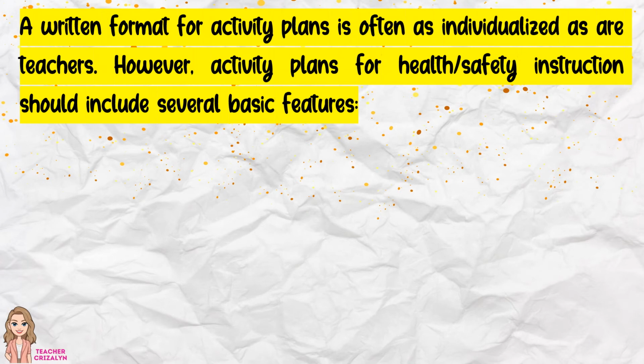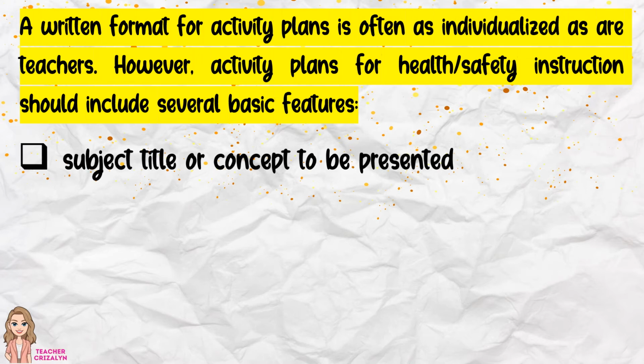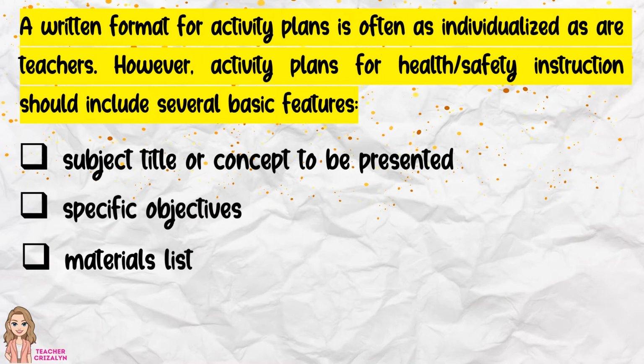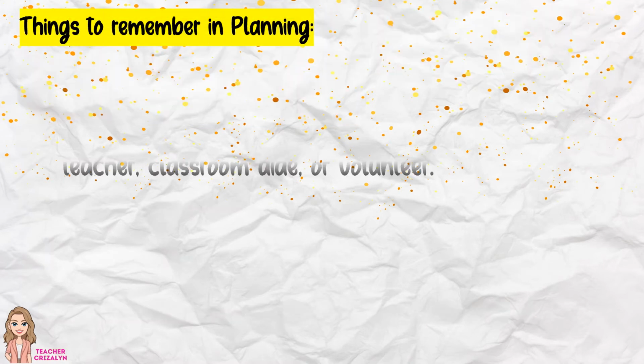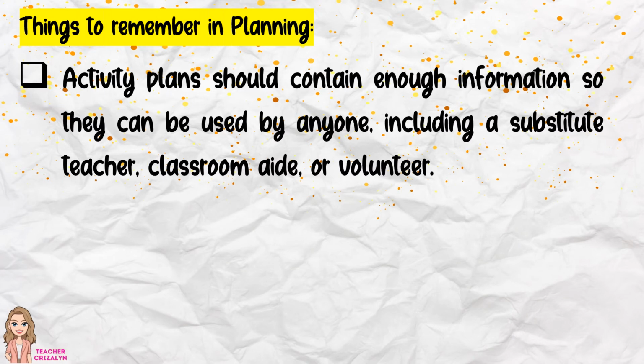A written format for an activity plan is often as individualized as our teachers. However, activity plans for health and safety instruction should include several basic features: subject title or concept to be presented, specific objectives, materials list, evaluation, and suggestions for things to remember in planning. Activity plans should contain enough information so they can be used by anyone, including a substitute teacher, classroom aide, or a volunteer.